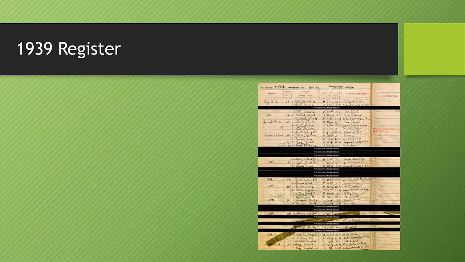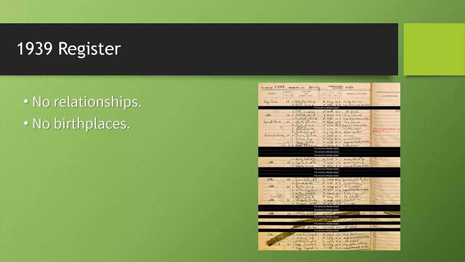Here are the unique elements of the 1939 register. It lists no relationships and no birthplaces, but it does list exact birth dates, which can be very helpful in family history.